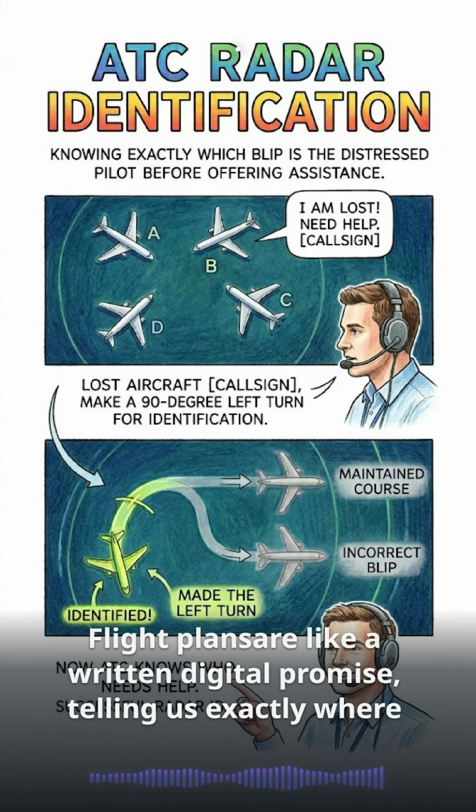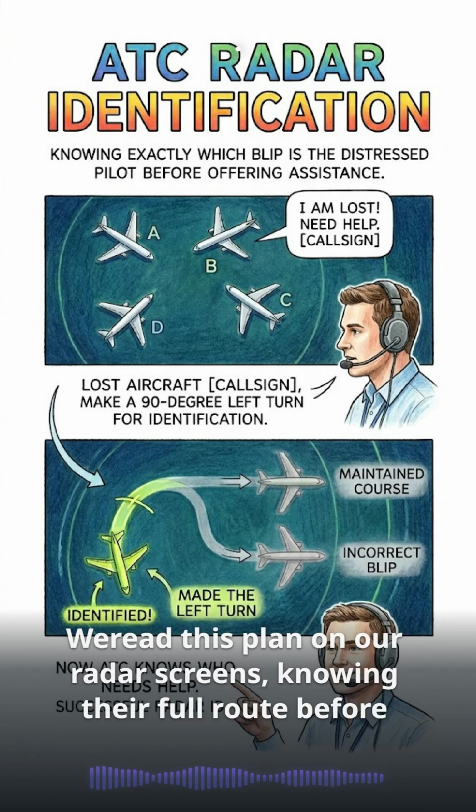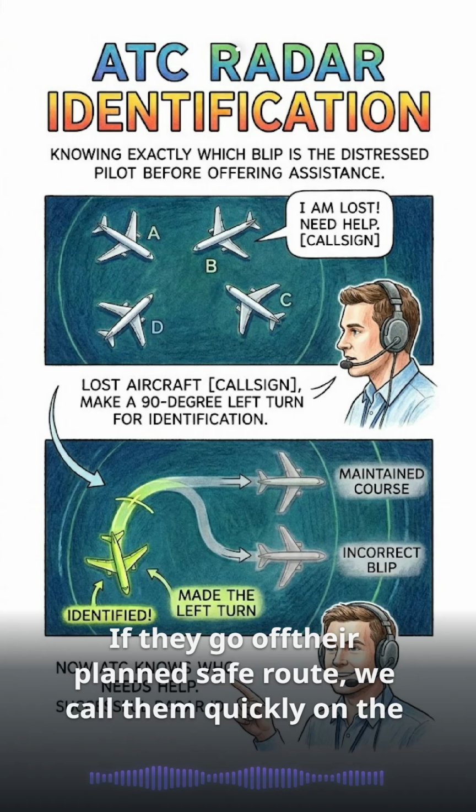Flight plans are like a written digital promise, telling us exactly where the pilot wants to fly. Instrument pilots must file a detailed flight plan, submitting it to the computer before they take off. We read this plan on our radar screens, knowing their full route before they start the engine. If they go off their planned safe route, we call them quickly on the radio to check.